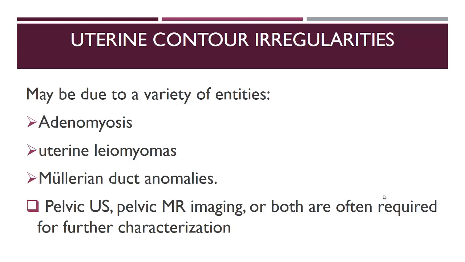Uterine contour irregularities. First of all, when you see the normal uterine cavity as we see in the first lecture, it is triangular in shape, the fundus either mildly convex or flat or mildly concave. When you find irregularity of the uterine contour, we should suspect if there is adenomyosis, uterine leiomyomas, Mullerian duct anomalies. So these three will cause uterine contour irregularity: adenomyosis, uterine leiomyomas, and Mullerian duct anomalies. Pelvic ultrasound and pelvic MRI or both are often required for further characterization.